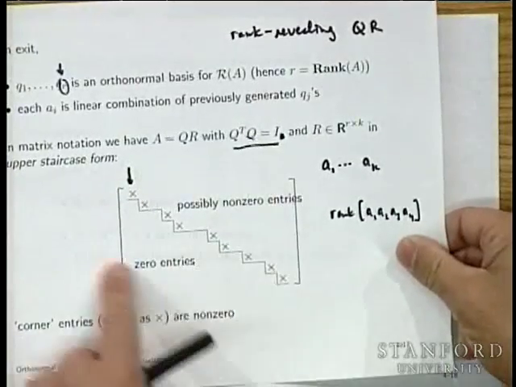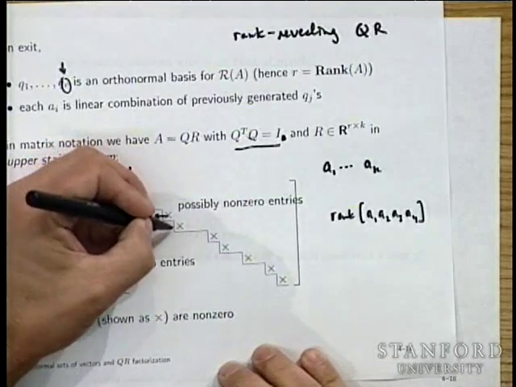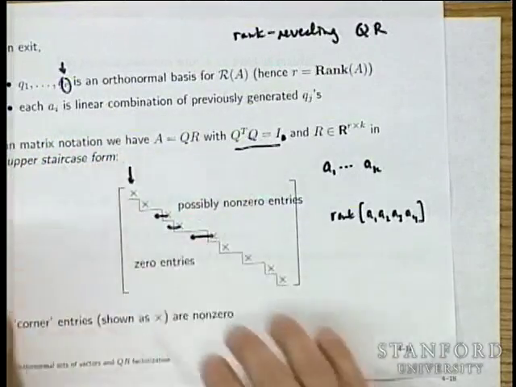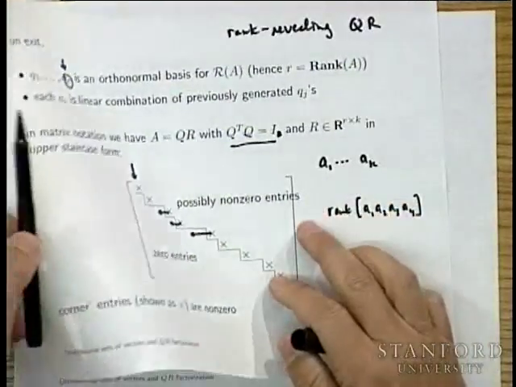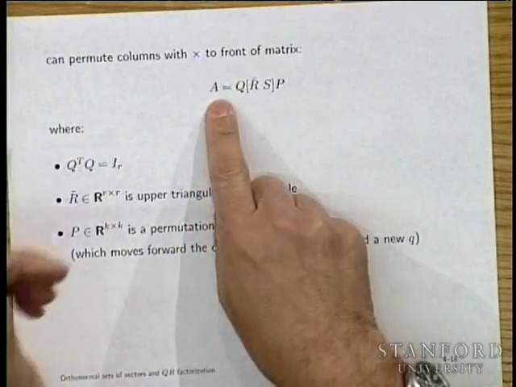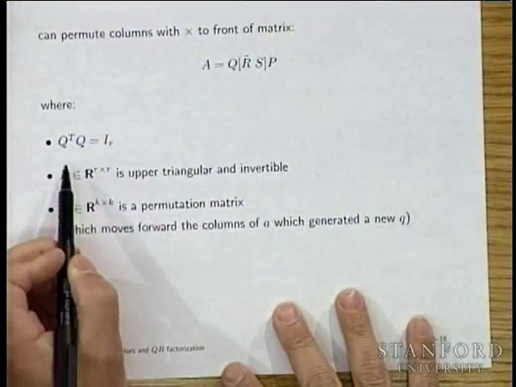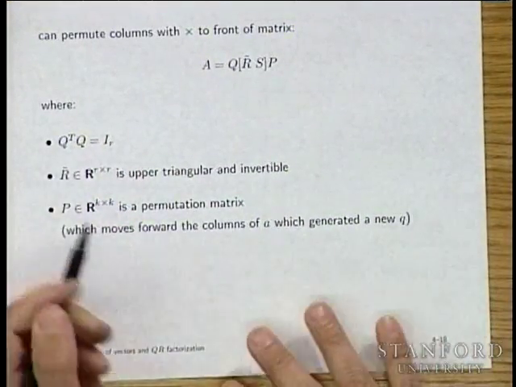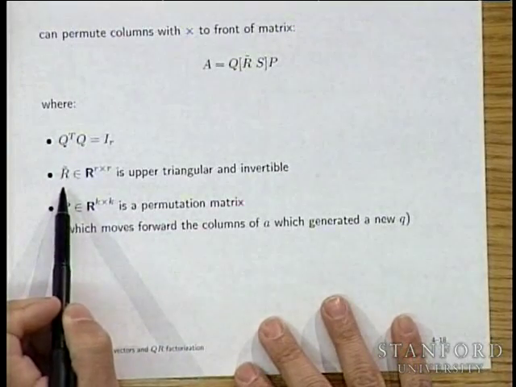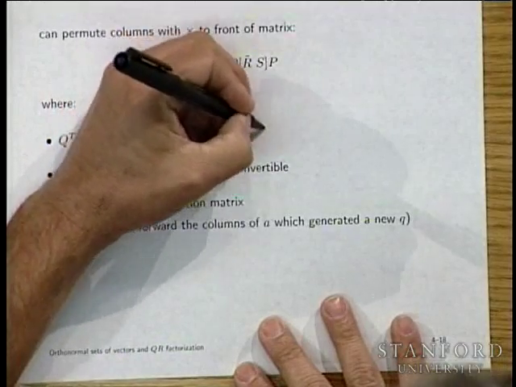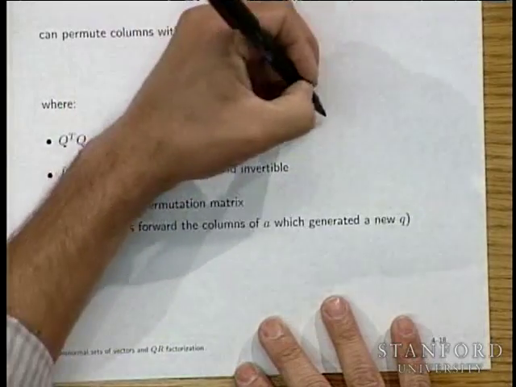I take this matrix here, and I apply a permutation on the right that rotates the columns where there were no innovations to the back. If I do that, it's going to look like this: A is Q, R tilde, S, that's whatever's left over, times P. Here Q is again a matrix with orthonormal columns. R tilde is upper triangular and invertible, so it's just like the old QR factorization. S is, who cares what S is? And it looks like that.